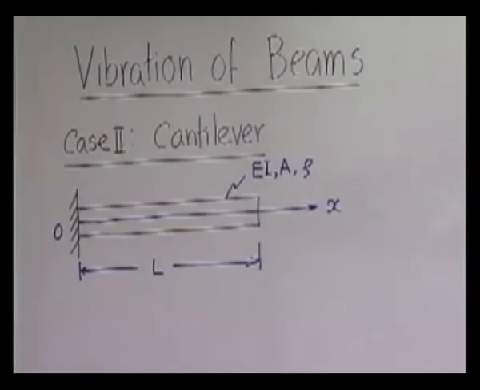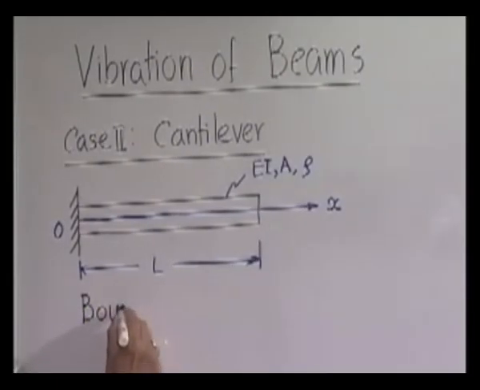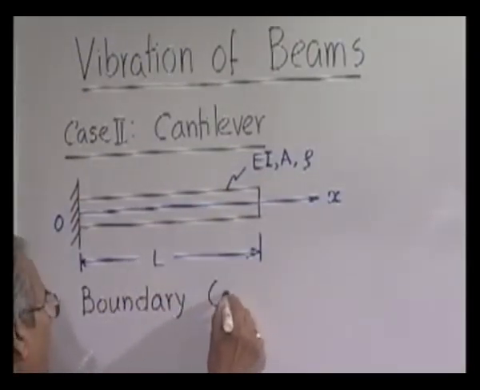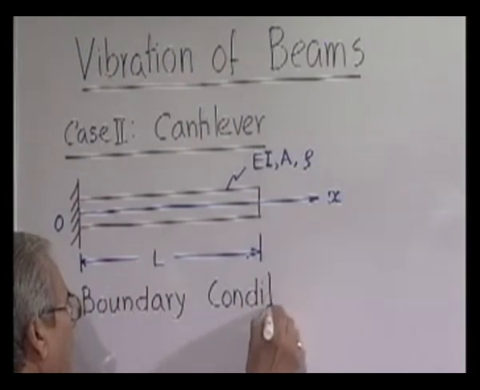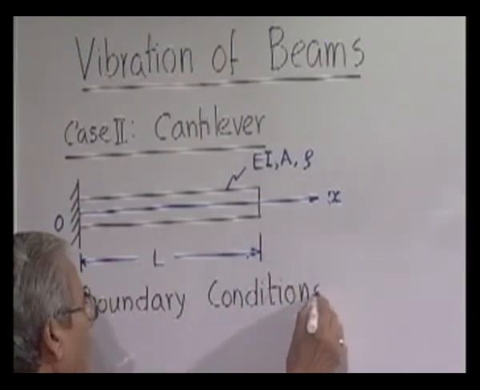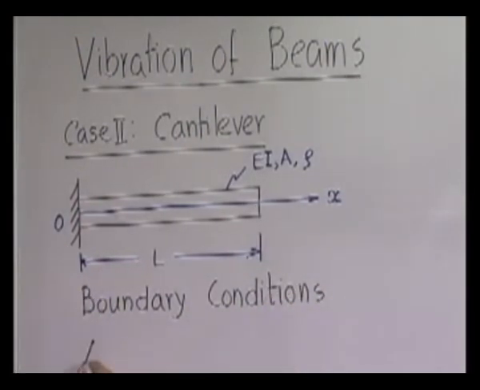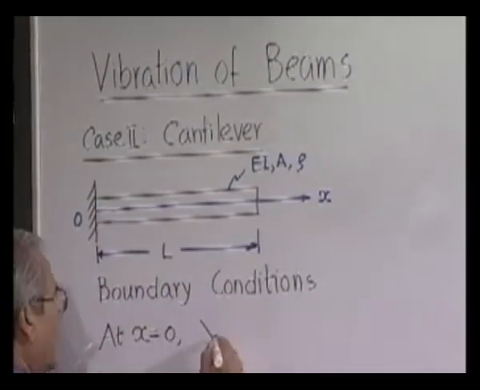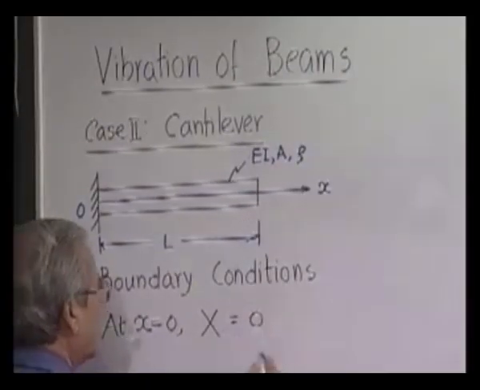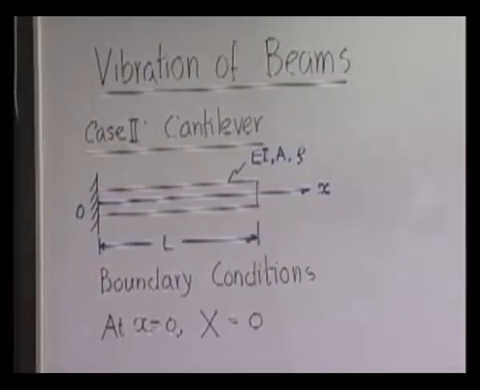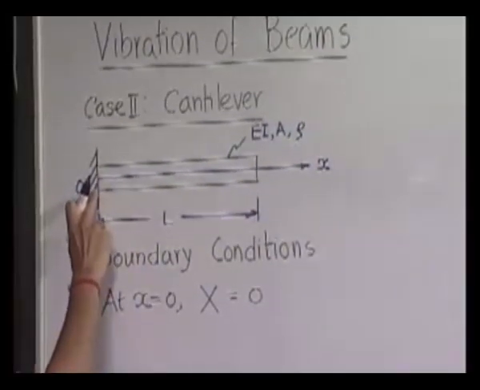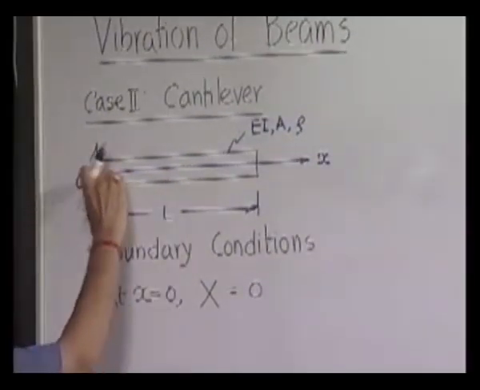So now, in this particular case, the boundary condition at x equal to 0: displacement is 0 at all times. Another thing that happens here is that whatever way it may go, its slope will have to be 0.